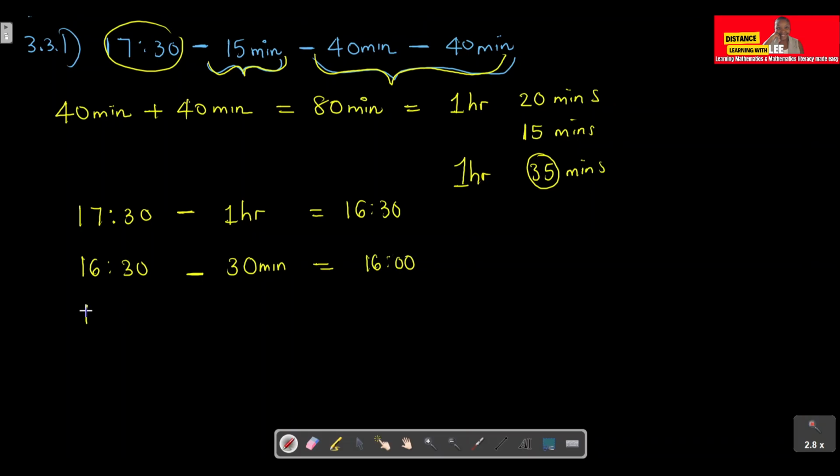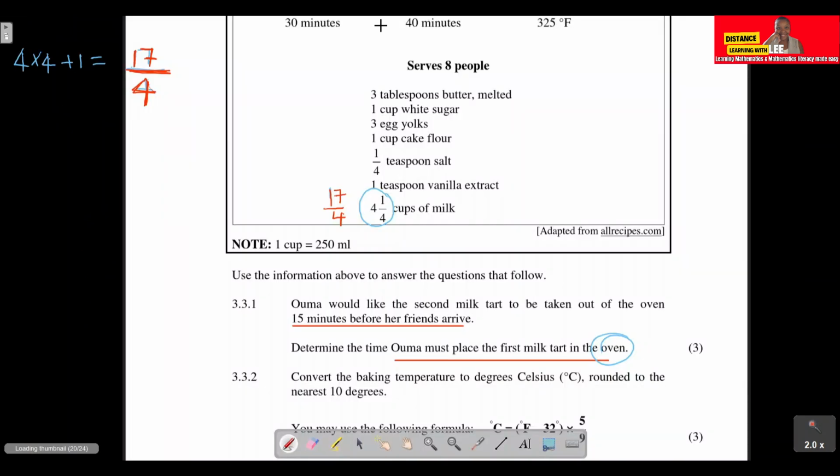And if I'm at 1600, I still have that 5 minutes that I need to subtract, okay? Then that will just put me at 1555. Okay, so that is basically how we can get to our answer. So 1730 minus 15 minutes minus 40 minutes minus 40 minutes is just equal to 1555. Okay, that is the time that Oma must place the first milk tart in the oven.